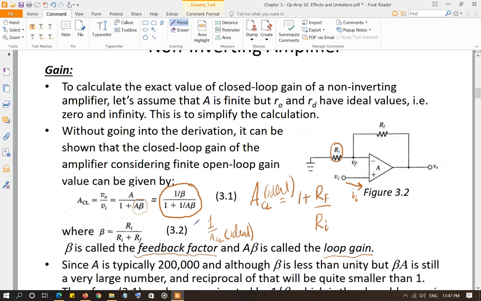So basically, under normal values of Ri and Rf, your ACL ideal and ACL exact, so this is ACL exact or non-ideal, for the non-inverting amplifier are going to be very, very close to each other, and you will see that in the example.